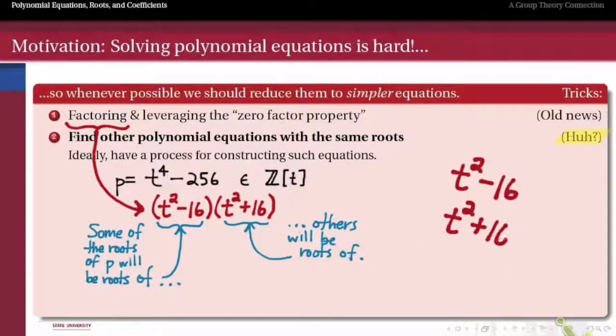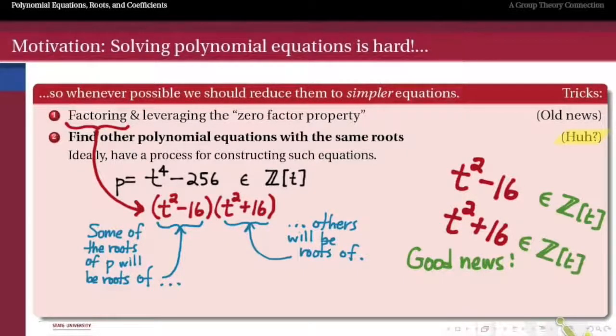The good part about each of these two pieces is that each is also, again, a polynomial over the integers, right? The coefficients of t squared plus or minus 16 are still integer coefficients. But the bad news is that that's not always going to be the case in general. We might not always be able to factor one of these polynomials over the integers. If I try to break it apart and factor it, I might get irrational numbers or, even worse, complex numbers as the coefficients in these polynomial pieces.